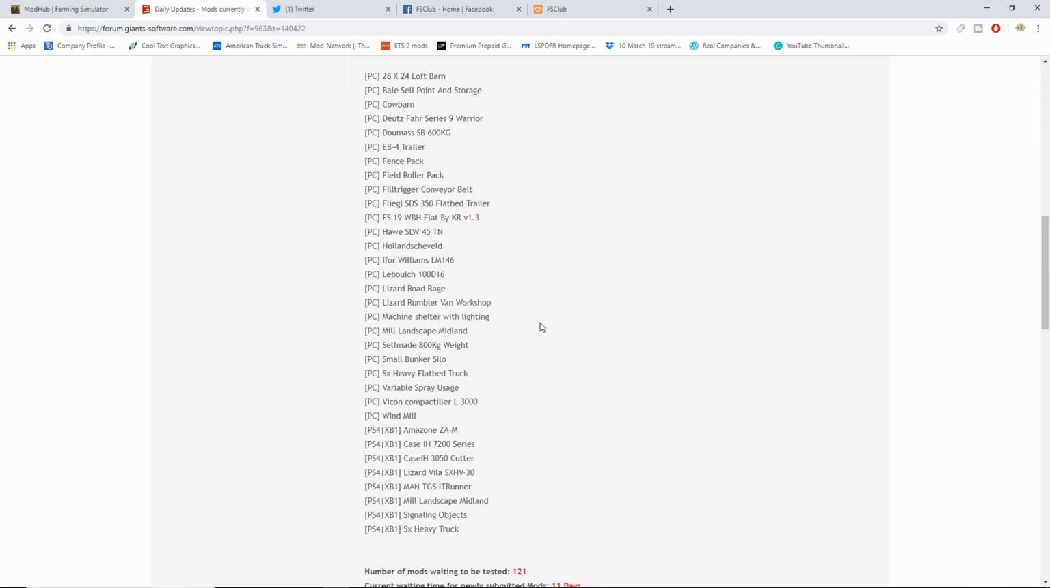And then the PS4 and Xbox One side, we have the Amazon ZAM, the KSI H7200 series, the KSI H3050 Cutter, Lizard Villa, SX HV30, which I have no idea what that is, the Man TGS IT Runner, Mill Landscape Midland for that one, Signaling Objects, and SX Heavy Truck.